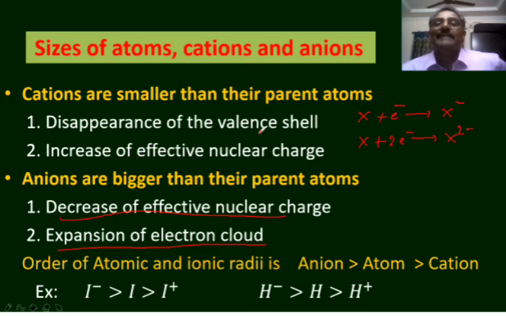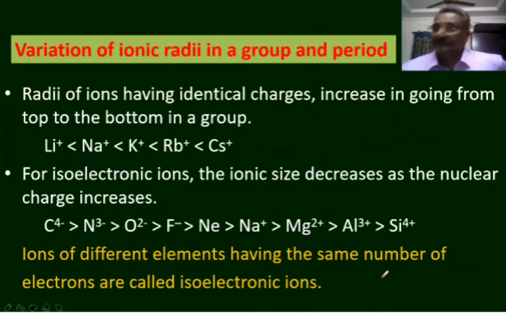So in the case of atoms, cations and anions, the sizes are in the order anion greater than atom greater than cation. For example, the ionic size of the iodide ion is greater than the iodine atom, which is greater than the size of the I plus ion. In the same way, the size of the H minus ion is greater than the hydrogen atom, which is greater than the H plus ion. So anion size is greater than neutral atom, which is greater than the size of cation.